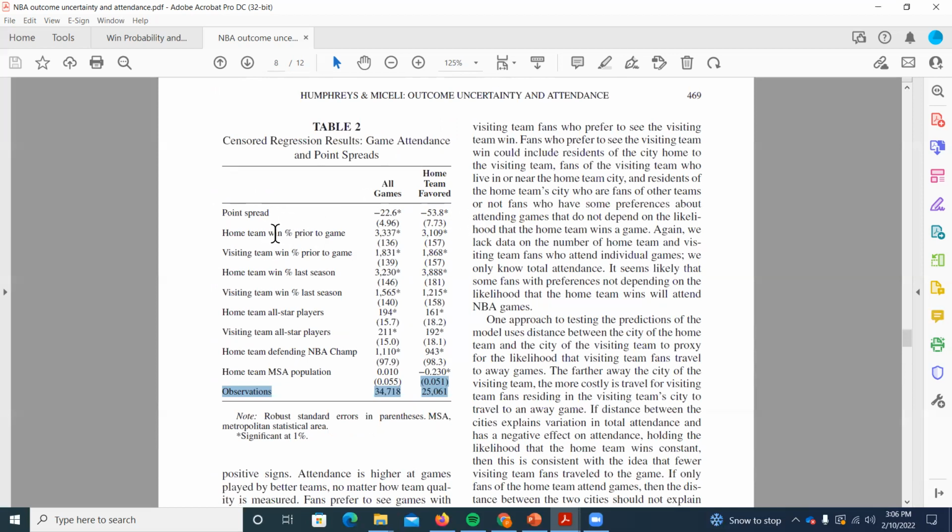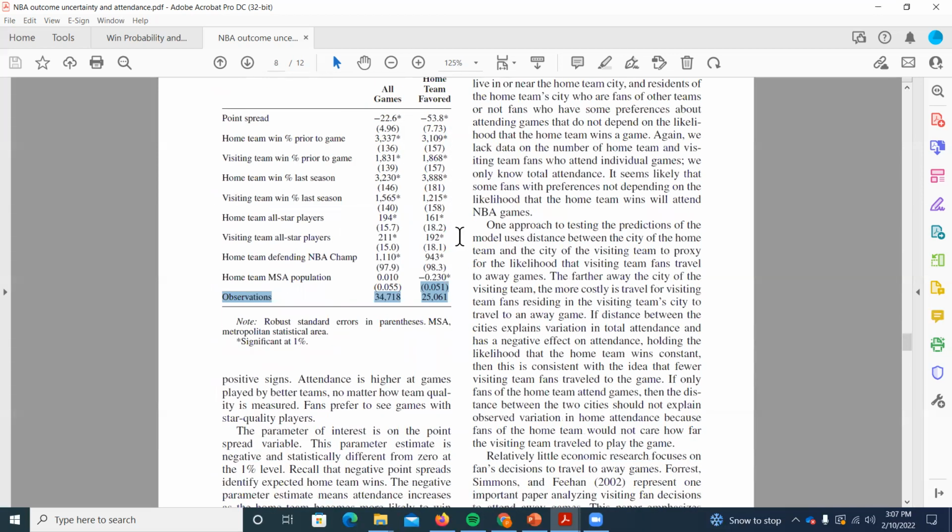But there's likely something going on with the fact that the home team is favored, right? Fans want to see their team win. And so this is where it would really be ideal if you could somehow get a scenario where you don't have home versus visiting teams. You have like a neutral site game, and there you're thinking about how the uncertainty of the game would play a role.